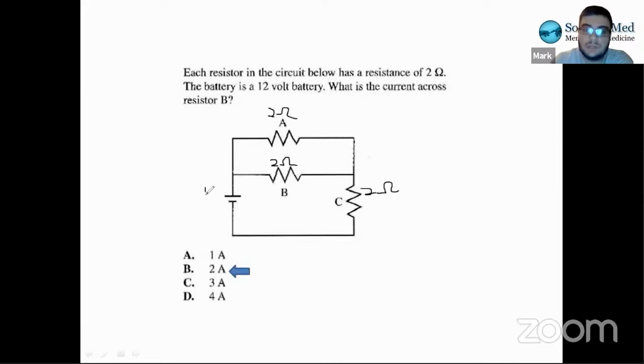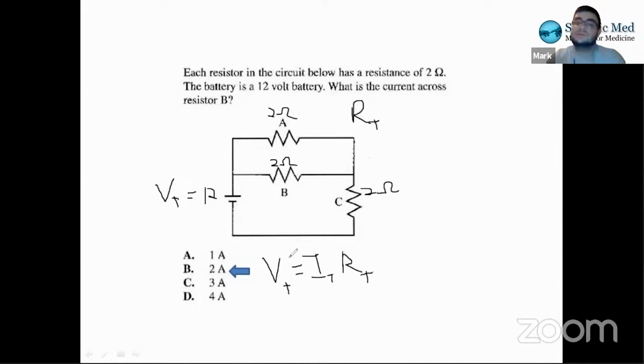We also know that the voltage, VT, V total, is equal to 12 volts, right? First thing I would suggest doing always is finding R total. Because once you find the R total, you already have V total, you'll be able to find the I total, because V equals IR, right? You'll be able to do this to find the I total, and then you can work from there.